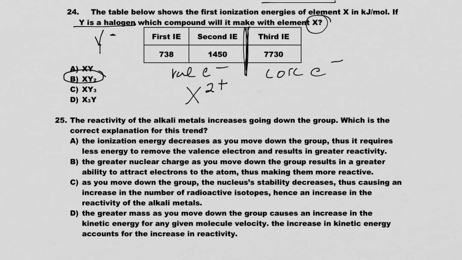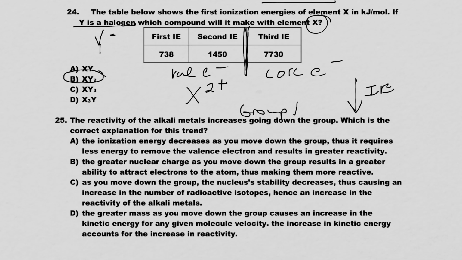25. The reactivity of alkali metals increases going down the group. Which is the correct explanation for this trend? Alkali metals are group 1, so you might want to look at group 1. You could even think of your trends going down the group. The size is getting bigger going down the group. Ionization energy is going down.